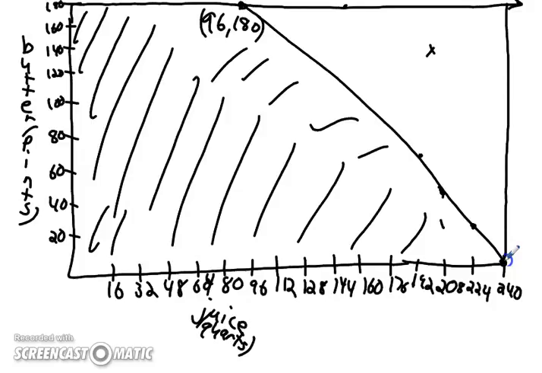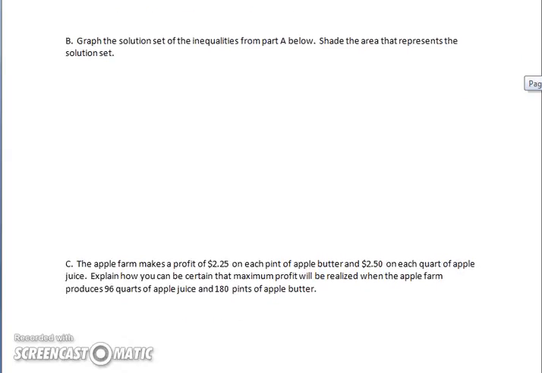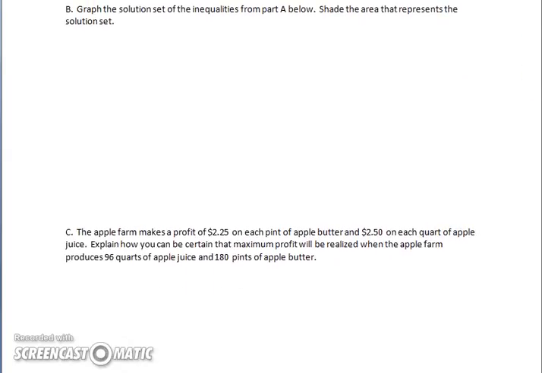Okay. The third part of this question then is: the apple farm makes a profit of $2.25 on each pint of apple butter and $2.50 on each quart of apple juice. Explain how you can be certain that the maximum profit will be realized when the apple farm produces 96 quarts of apple juice and 180 pints of apple butter.